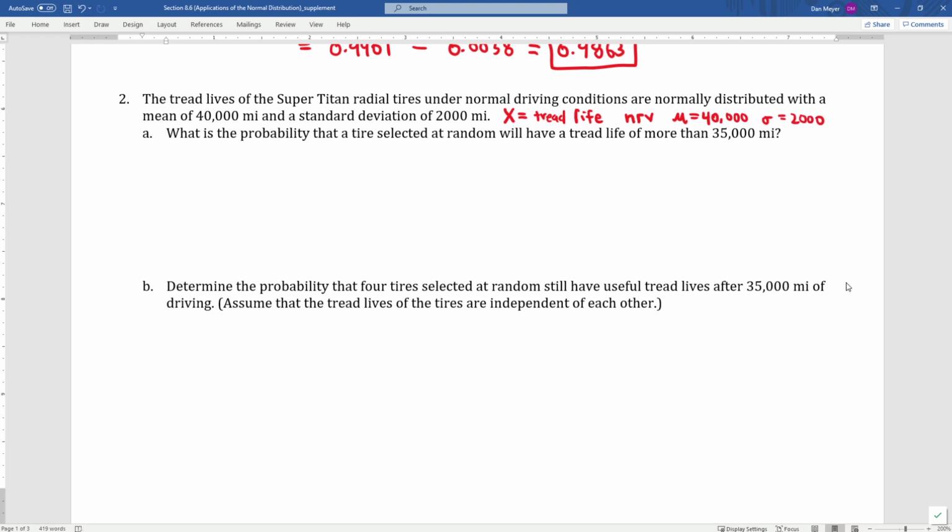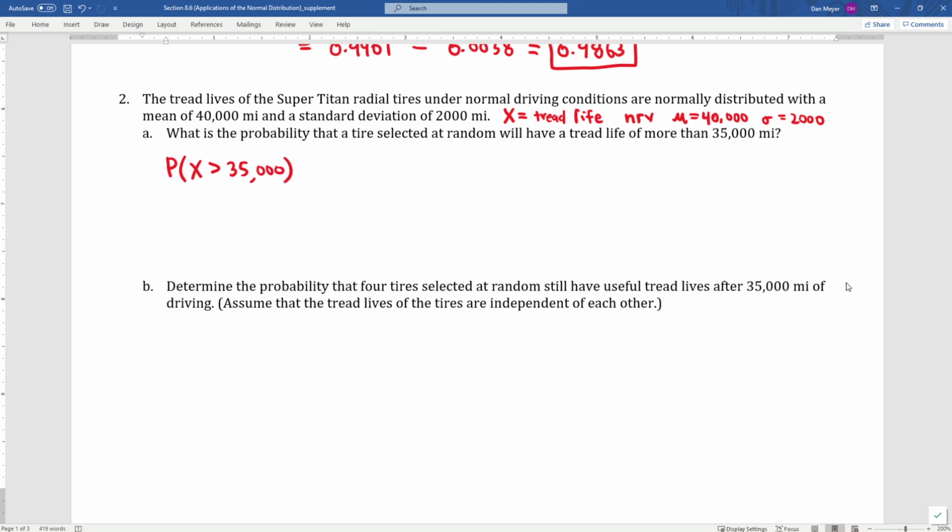And in part A, we're looking for the probability that a tire selected at random will have a tread life of more than 35,000 miles. So the probability that our tread life, that's our random variable, is more than 35,000.